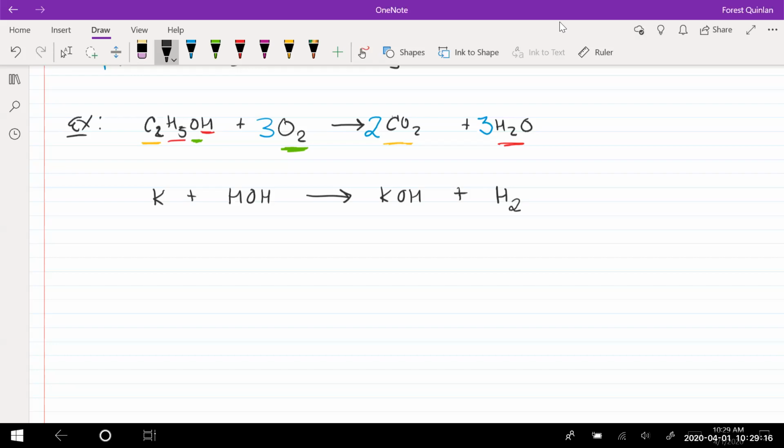Massey. Oh, guess who just volunteered to balance this one? I got this. It's already balanced, Mr. Quinlan. Is it? 1 potassium on the left, 1 on the right.